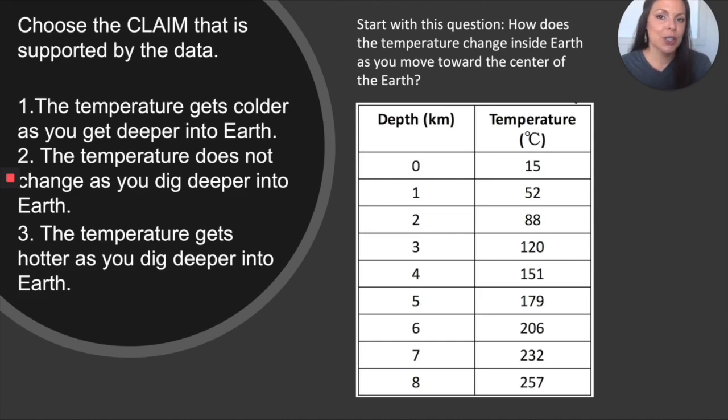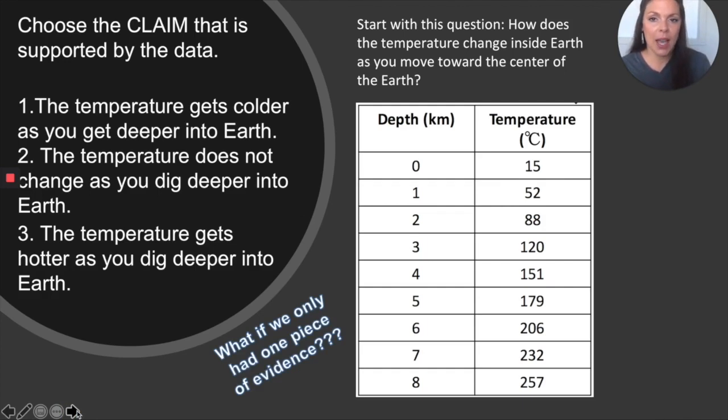If you chose claim number 3, then you're correct. The claim, the temperature gets hotter as you dig deeper into the earth, is definitely supported by the data. That's what the data is telling us. So we start here at 0 kilometers, and as we get deeper into the earth, we see that the temperature continues to increase. So it goes from its lowest point to its highest point at the greatest depth. So that would be a good claim based on the data.